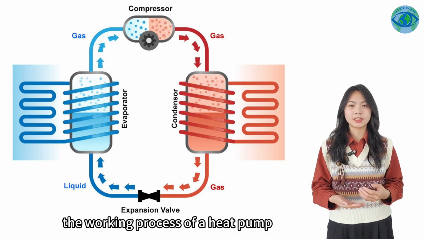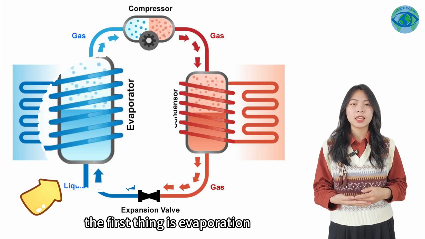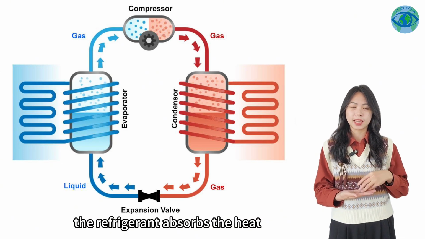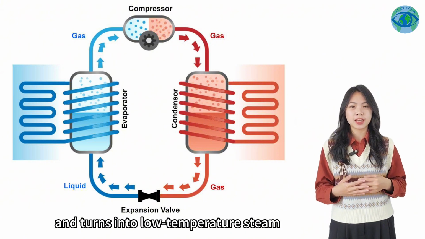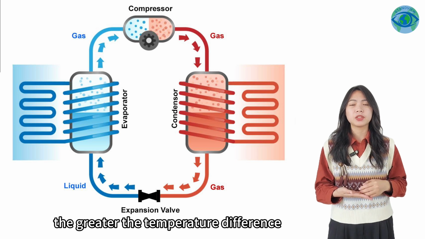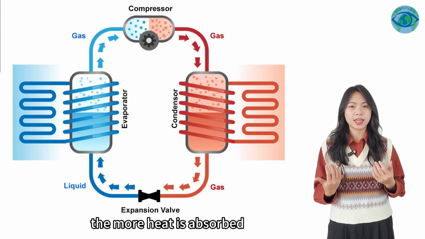The working process of a heat pump. The first thing is evaporation. In the low temperature heat source, the refrigerant absorbs the heat and turns into low temperature steam. The greater the temperature difference between the steam and low temperature heat source, the more heat is absorbed.